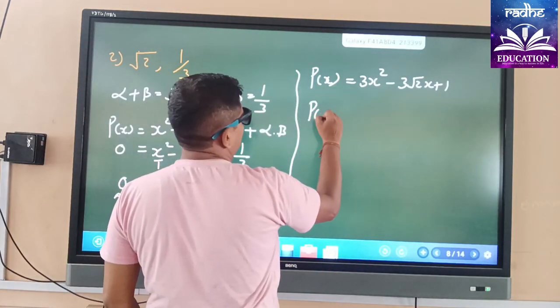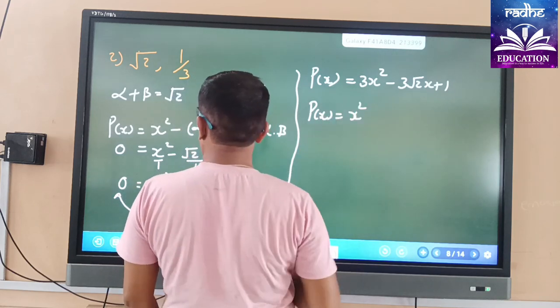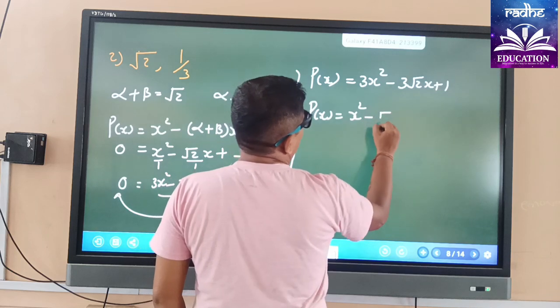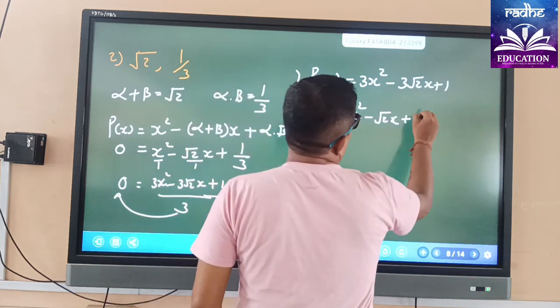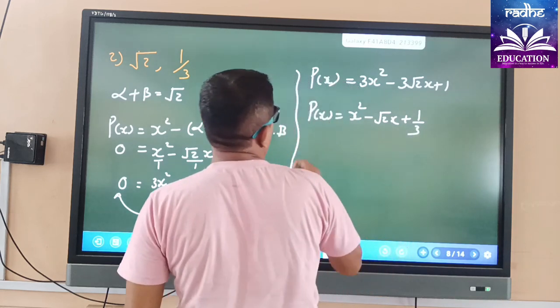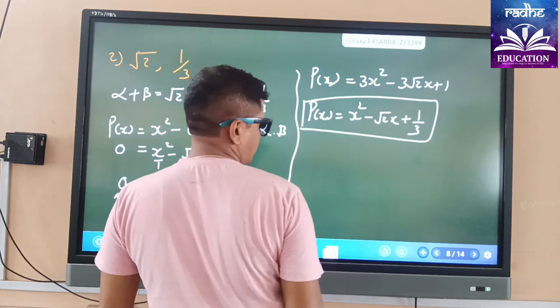That is p(x) equals to x square minus root 2x plus 1 by 3. Okay. Put it in the bracket, then it is visible in the board exam.